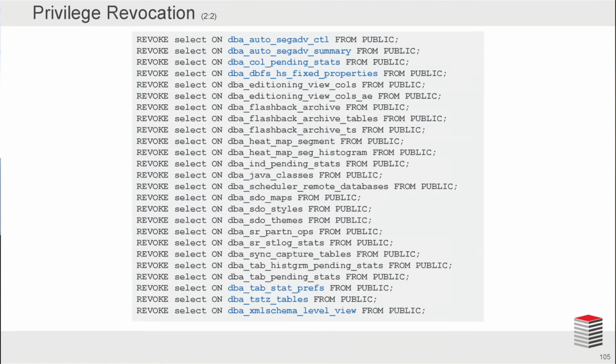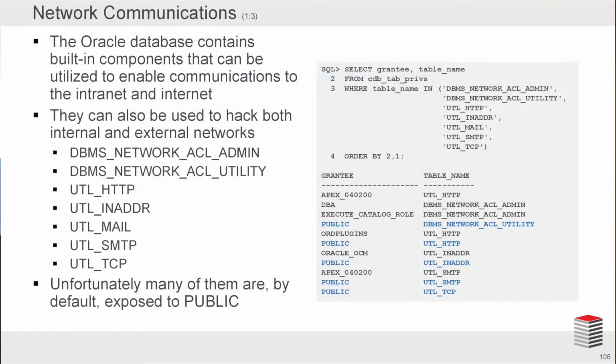All of these are granted to public. I have no idea why a user of an Oracle database needs to be able to see heat maps. I don't understand why they need to look at histograms or pending statistics. Oracle grants this to public. All of these are security violations that you will want to address.